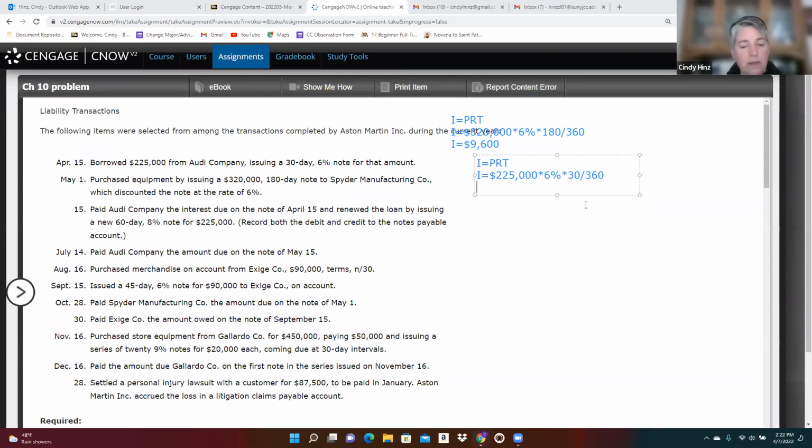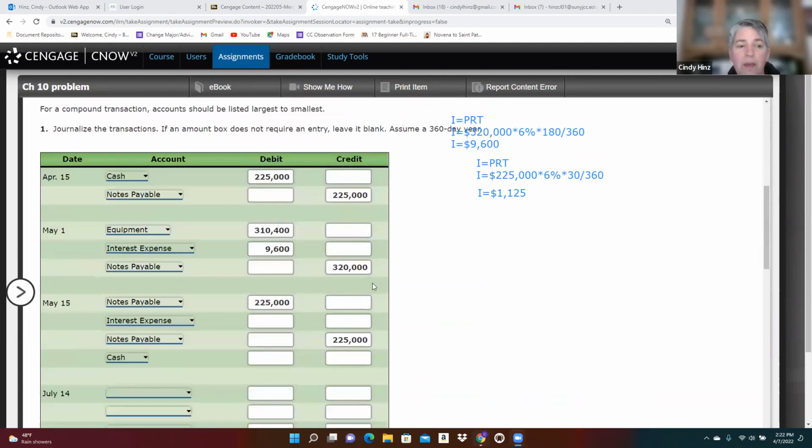And I got $1,125 is the interest that has accrued in those 30 days. So we'll report interest expense of $1,125, and we're actually going to pay that and roll the note over for another 60 days at 8% rather than 6% interest. Good with that?